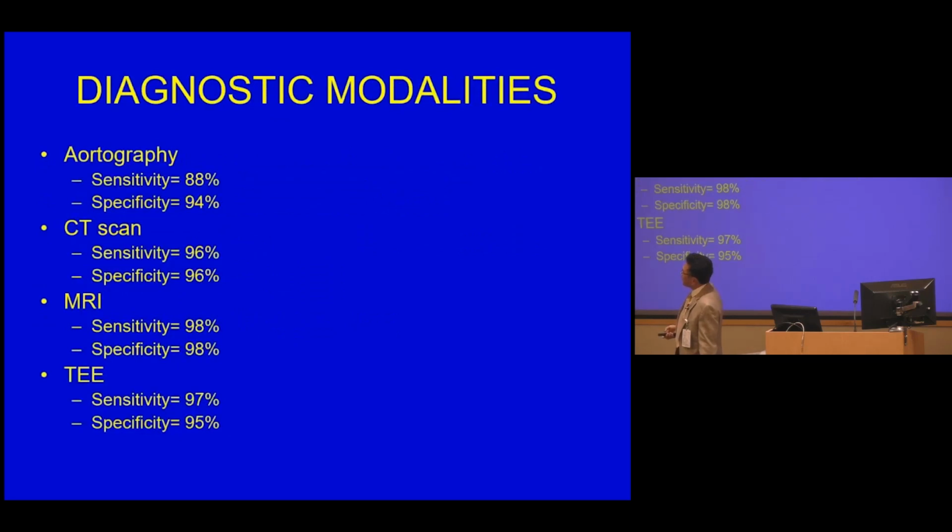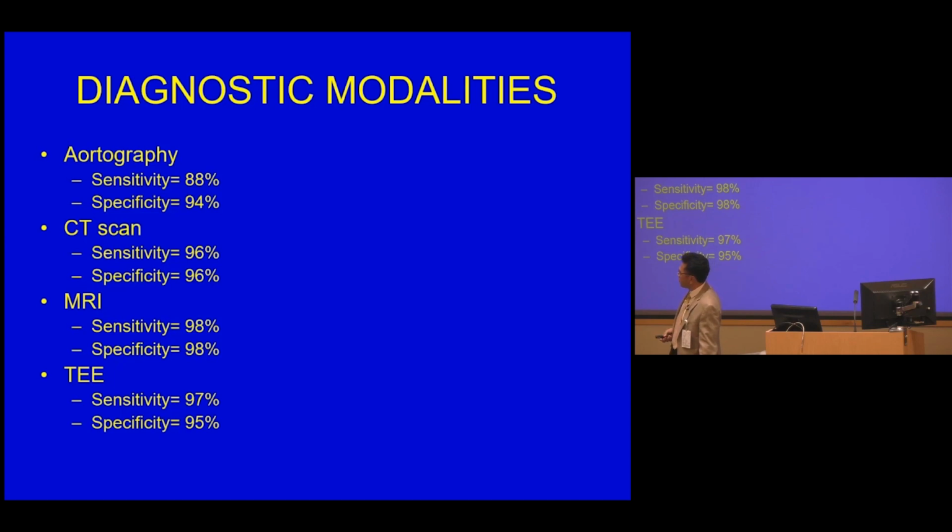The main modalities for diagnosis are as seen here. MRI tends to be more sensitive and specific than a CT scan. However, as you know, the MRI takes at least a couple of hours in the scanner. You don't want to send a patient with a dissection to the MRI scanner. So we typically rely on CT scan, which has pretty decent sensitivity and specificity as well.